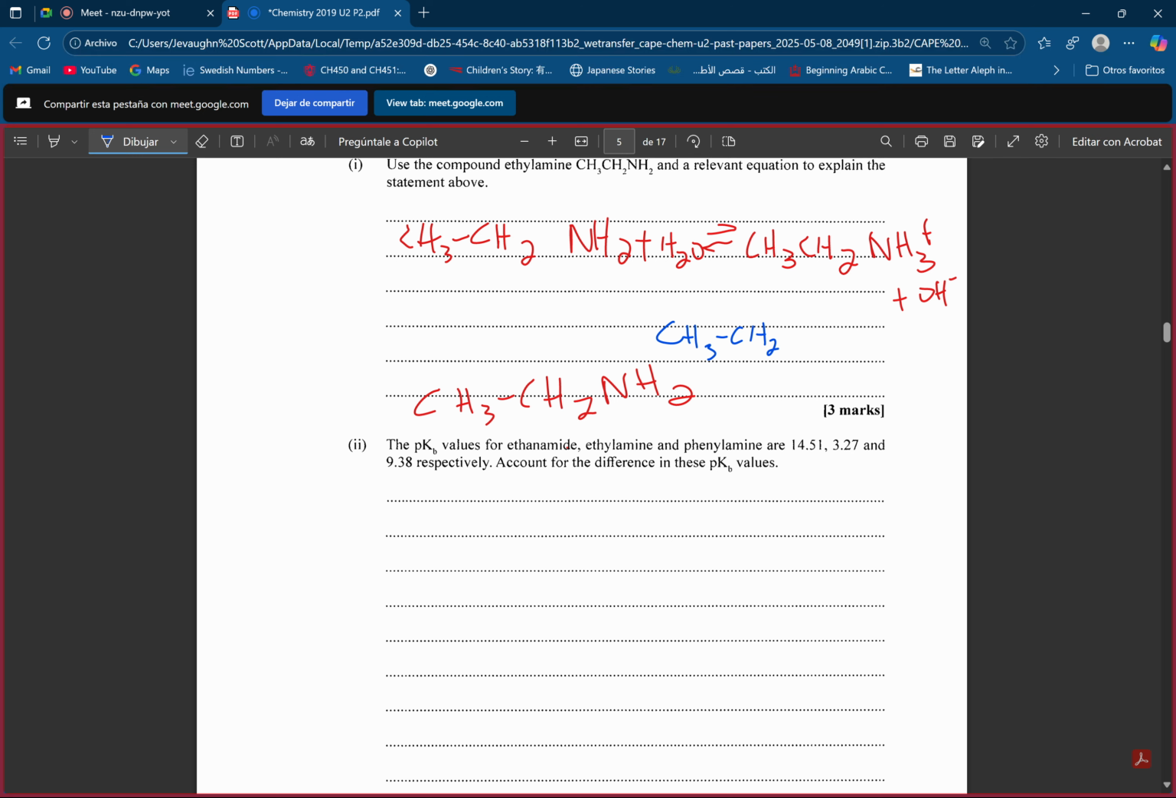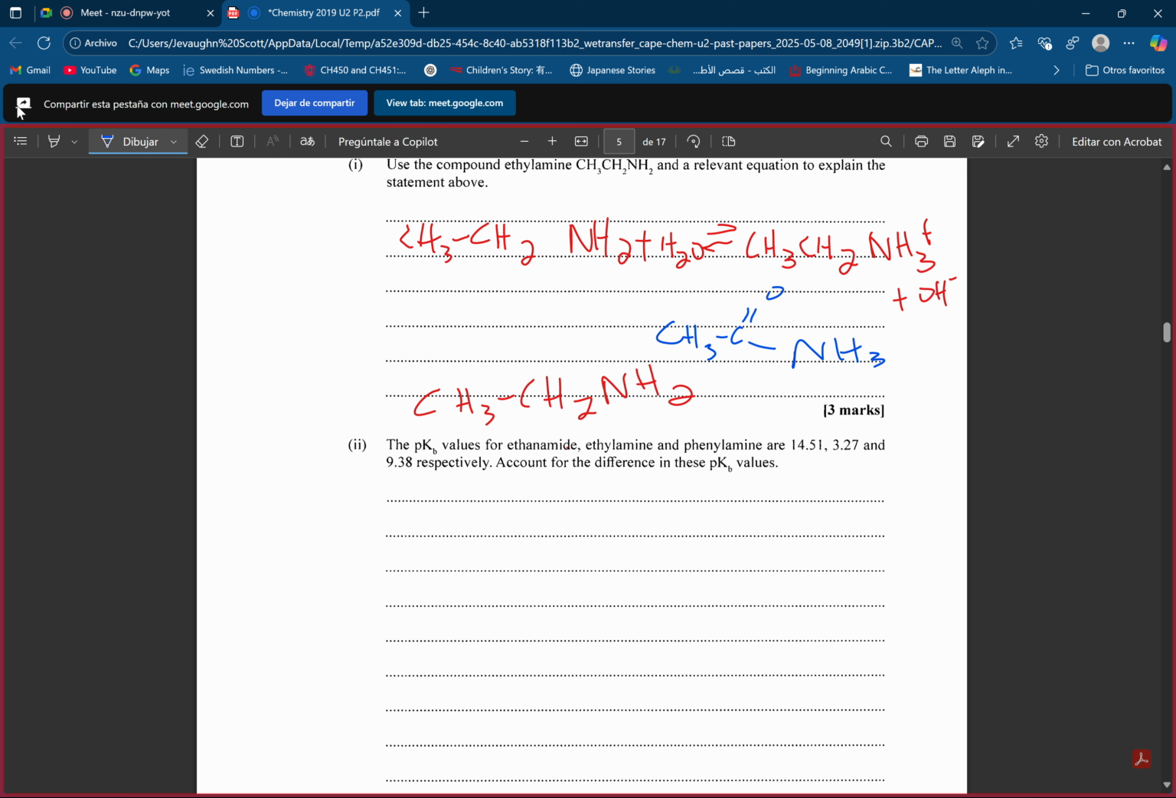What would be an amide? What's the amide linkage? So the amide linkage, let me erase that here. Because this is ethanamide, it's going to be something like this. We're going to have a double bond, also a carbonyl, right? So that's ethanamide.